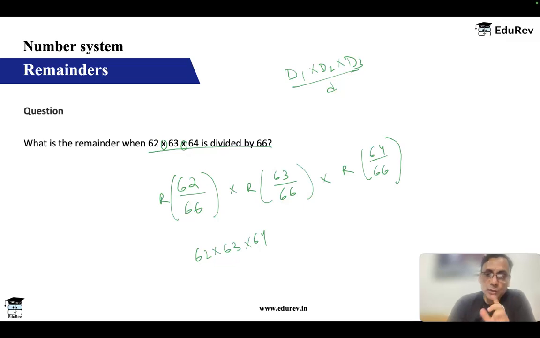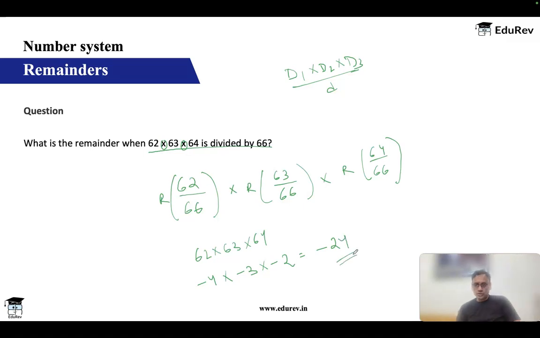So instead of doing this, we take help of negative remainders. 62 when divided by 66, I can say it gives me a remainder of 62, or it gives me a remainder of minus 4. So instead of 62, I'll say my remainder is minus 4. In the second case, my remainder is minus 3. And in the third case, my remainder is minus 2. So minus 4, minus 3, minus 2, three minuses, so you'll have a minus. 4 into 3 is 12, 12 into 2 is 24, my remainder is minus 24.